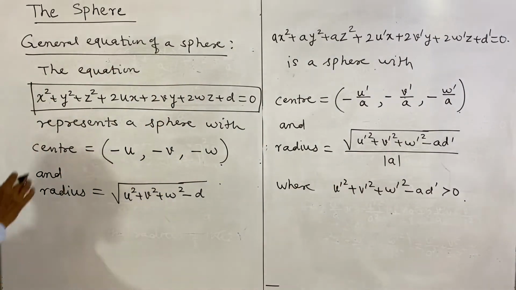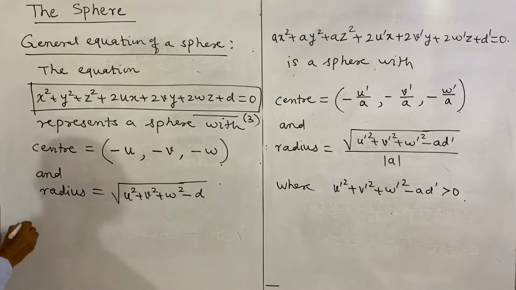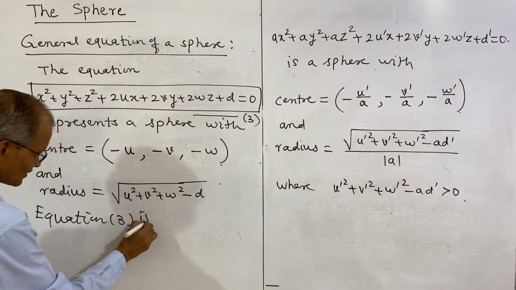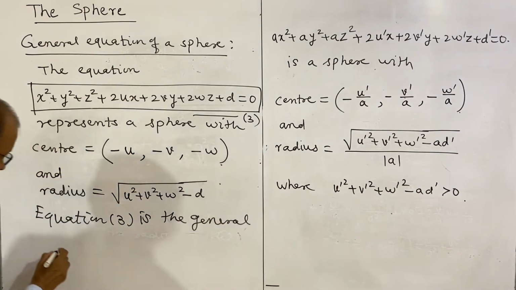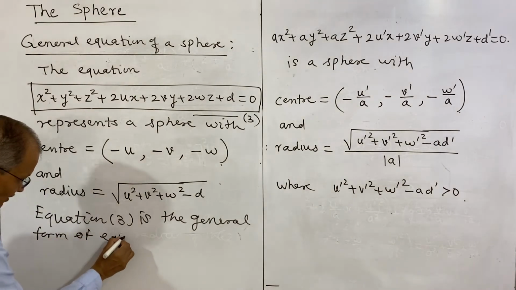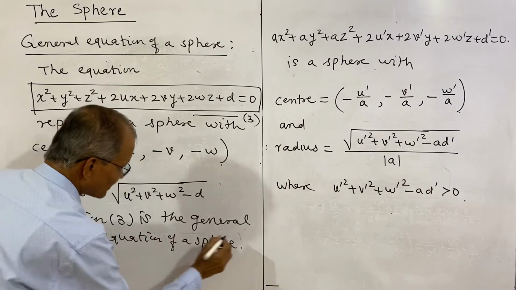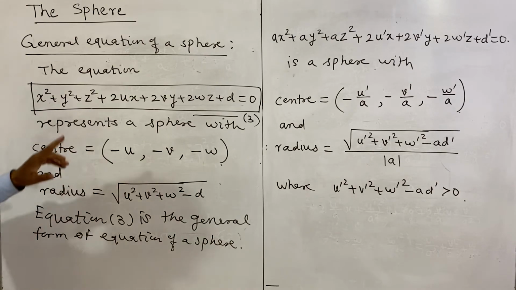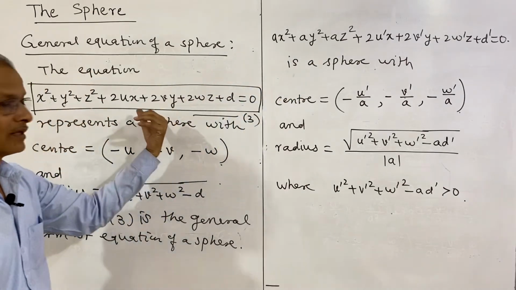So this equation we shall denote by 3. Equation 3 is known as the general form of the equation of a sphere. We should remember this is the general equation of a sphere, with the center as this one and the radius as this. Actually, the more general form is to be converted into the general form.